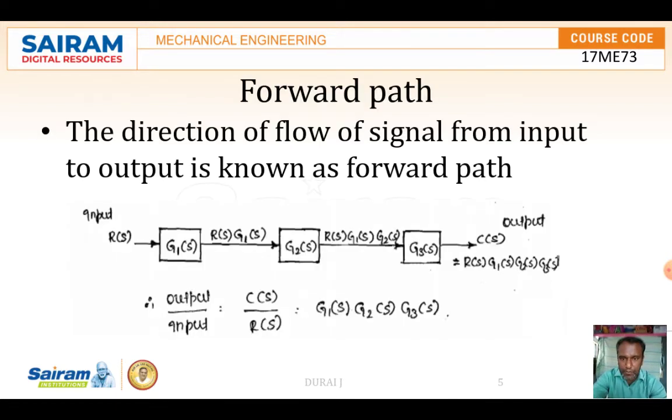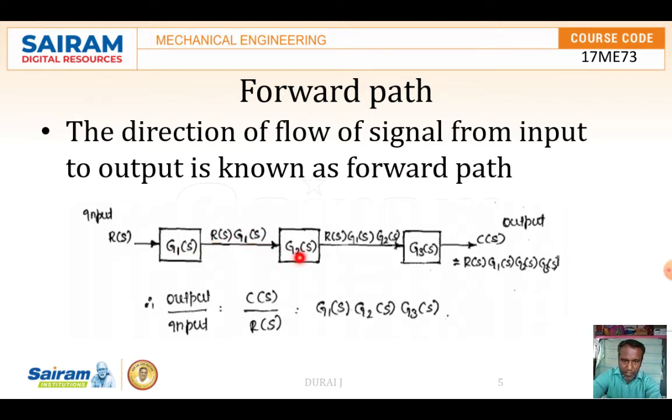Then comes the other thing: what is the forward path? Already I told you the forward path is from the input to the output, or left to right, so you can easily remember. If you see here, the blocks are there. R of S is the input, G1 of S is the block. What is the output? The output of this system is R of S, that is the input, into the transfer function, so R of S into G1 of S.